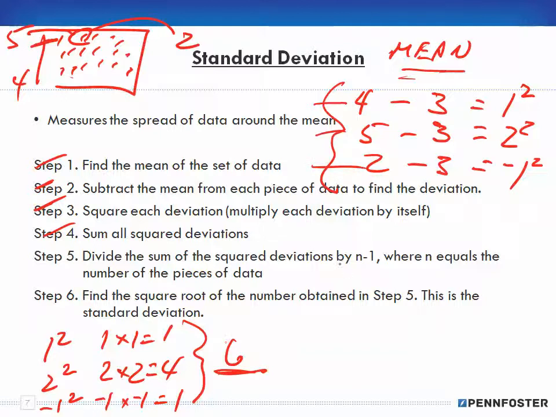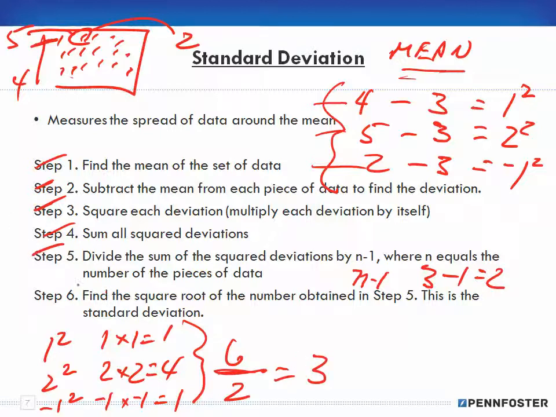Right, and so since I have 3 pieces of data, for n minus 1 we plug in the number of pieces of data, which is 3, and subtract 1, which means 2. So we're going to take the sum of squared deviations and divide it by the number 2. Okay, and that gives me 3.